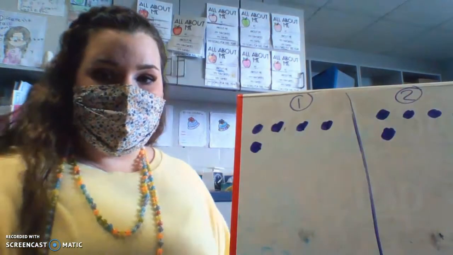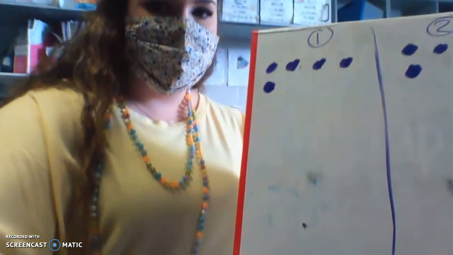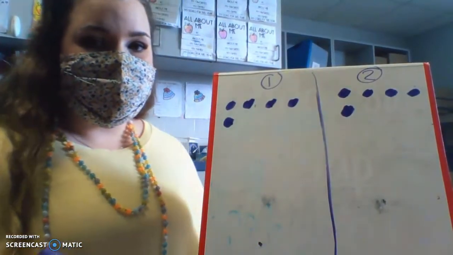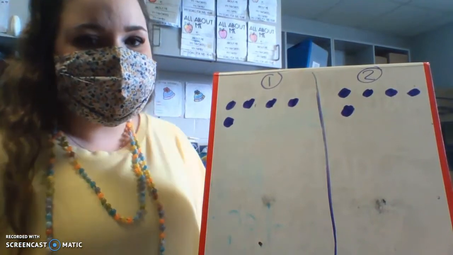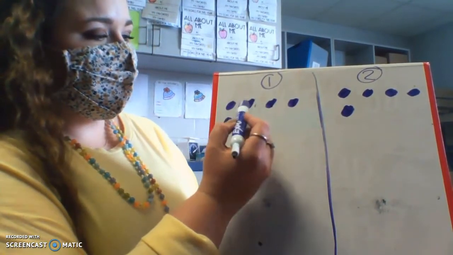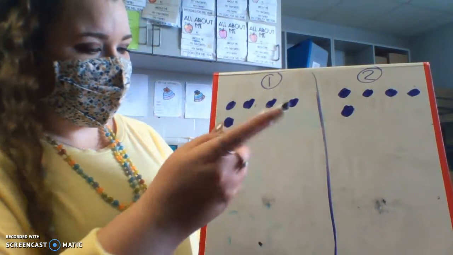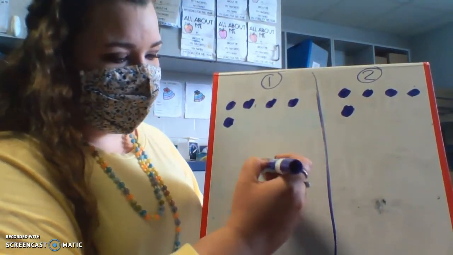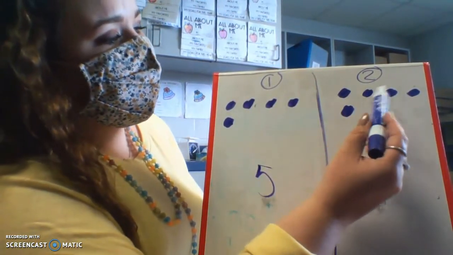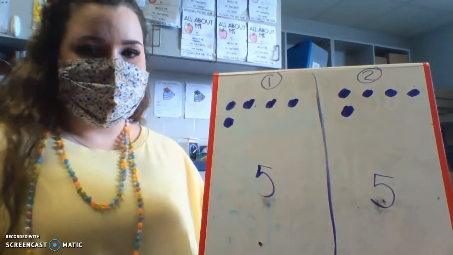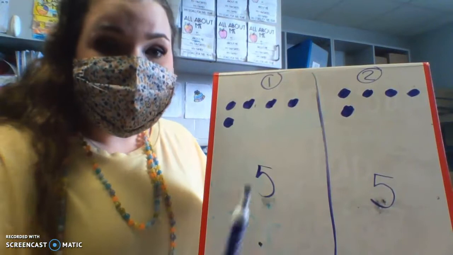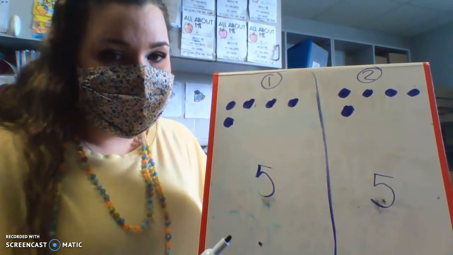So if I look at my picture, this is how many students are on my team. So let's see if they are equal. 1, 2, 3, 4, 5. So this team has 5 people. 1, 2, 3, 4, 5. This team also has 5 people. So that means both of our teams have the same amount of people.